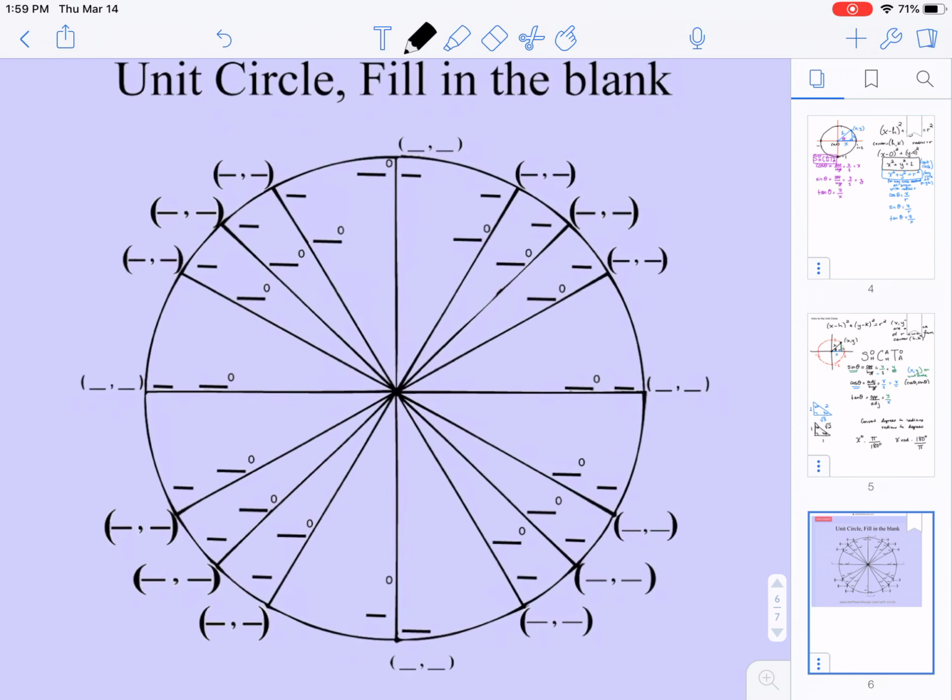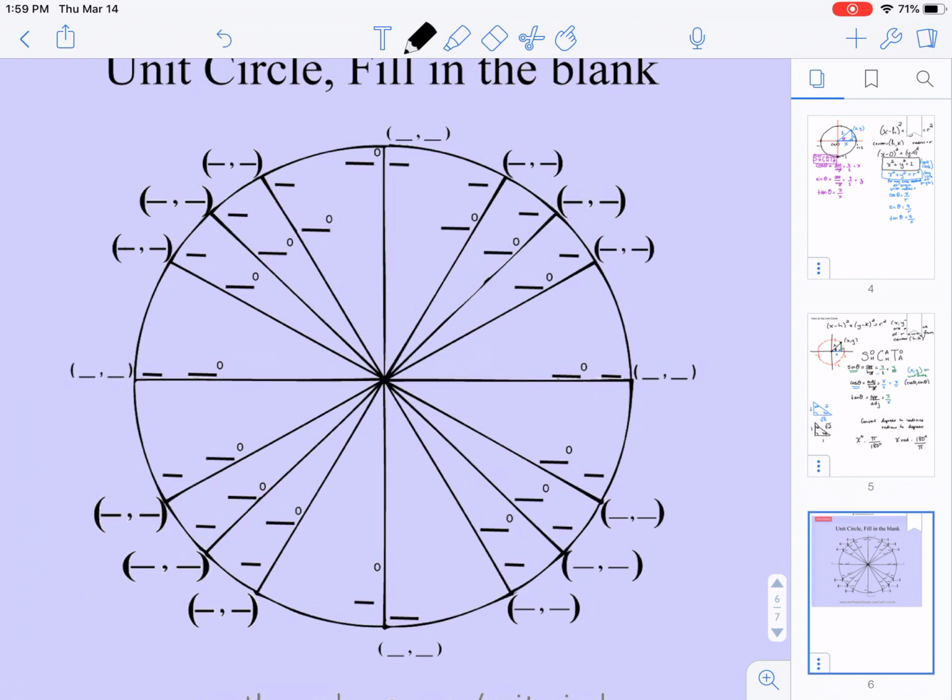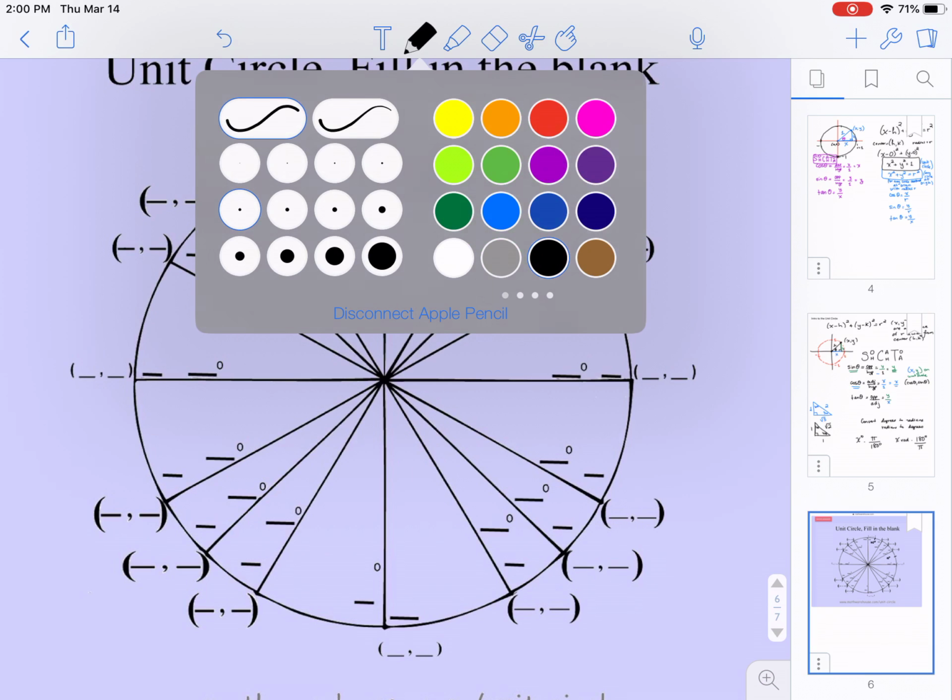Okay, so let's assume that this is our unit circle. We're going to add a little dash here and here for the 15 degrees, which is not actually on the unit circle, and for our 75 degrees, also not on the unit circle, but it will help us. Okay, let's start by filling in the quadrantal angles.